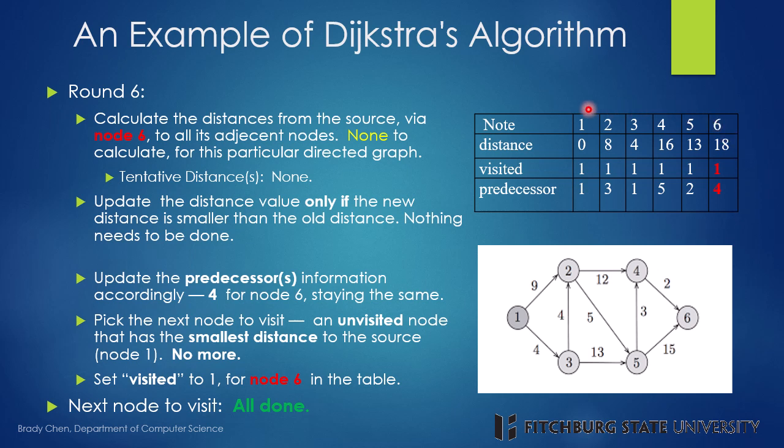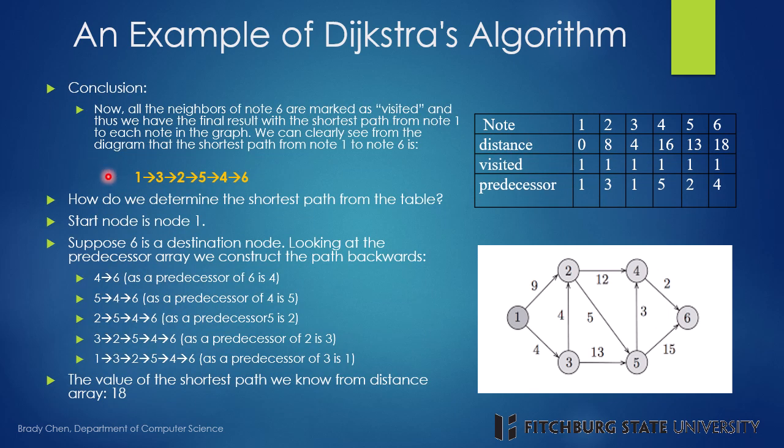This table is the same as what I sketched in the first example, where I just used my hand to draw on the graph. It's kind of messy, but it contains exactly the same information. You can use this to draw the visiting path and the shortest path tree. Now we have the table. It contains all the information of the shortest path, all the neighbors of node 6 are marked visited, and we have the final result, a shortest path from node 1 to each node of the graph.